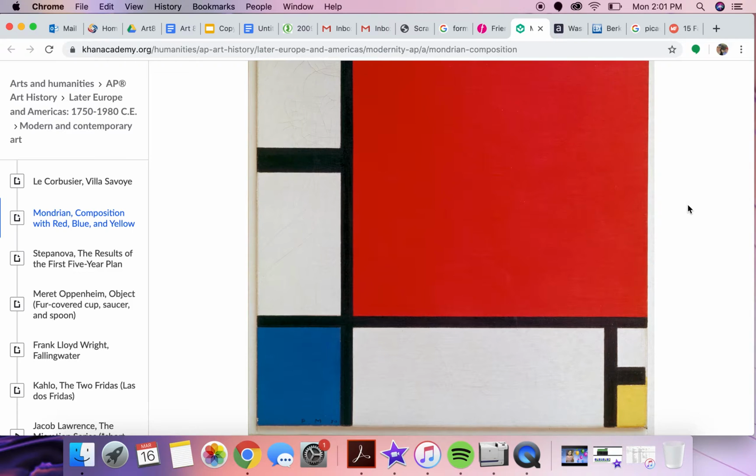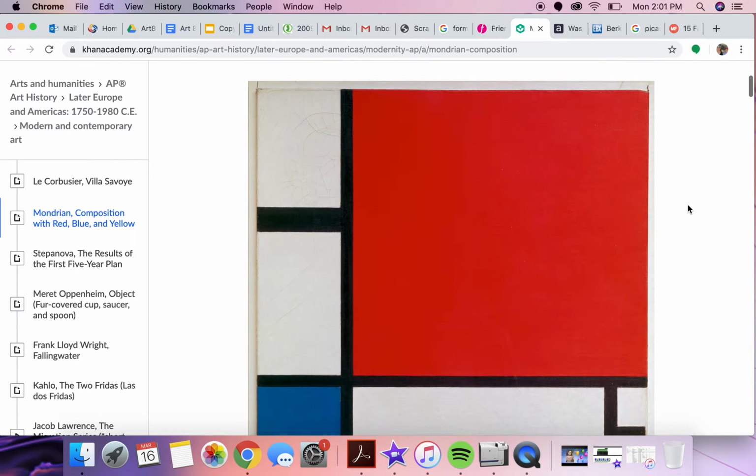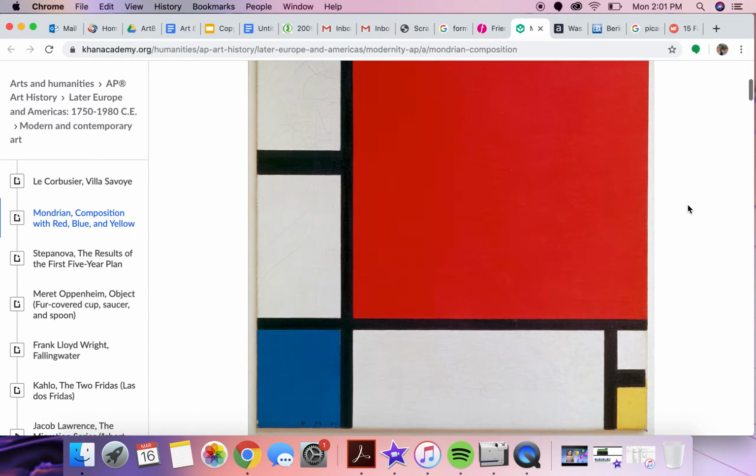Formalism is a movement in early 20th century art that is defined by artists that try to remove all meaning from art. So we know a lot of times art will have some kind of a meaning. The artist is trying to send some kind of a message, right? Well, they want to remove all of that and they want to make art just about what we see.